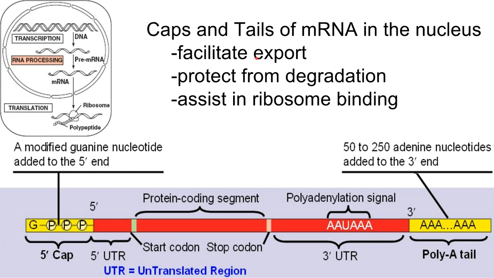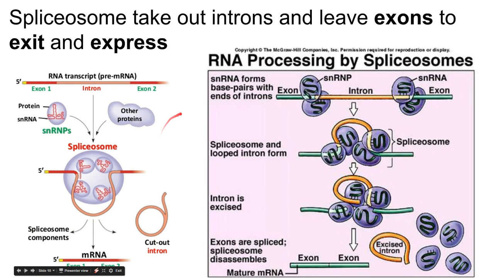Again, it helps it leave, it protects it from degradation, because if something's going to get damaged here, if you protect the ends of the messenger RNA, that reduces the possibility of actually messing up the code for the protein. These caps and tails are also thought to help in binding to the ribosomes once it actually does leave. But once we put the caps and tails on, we're then going to splice out the introns.